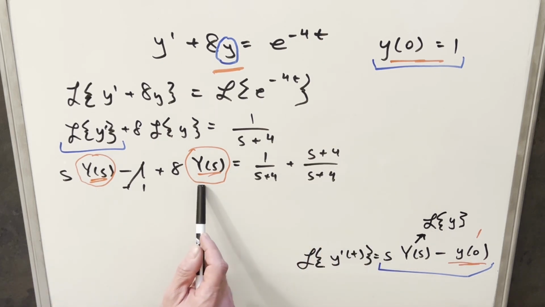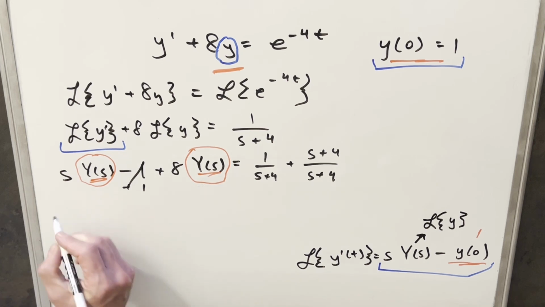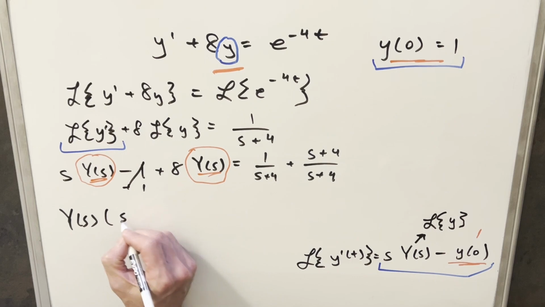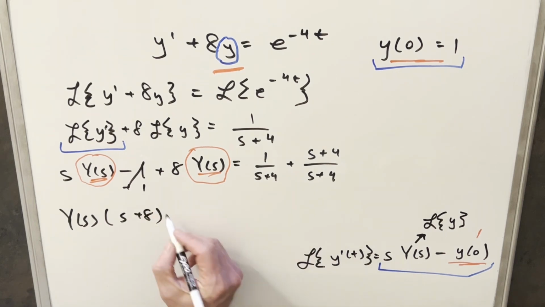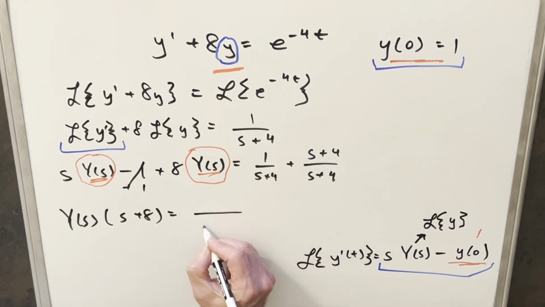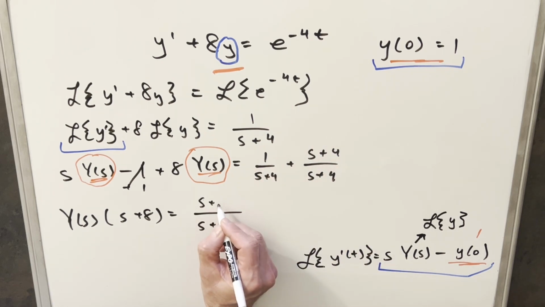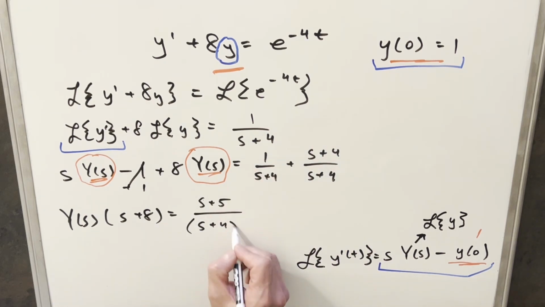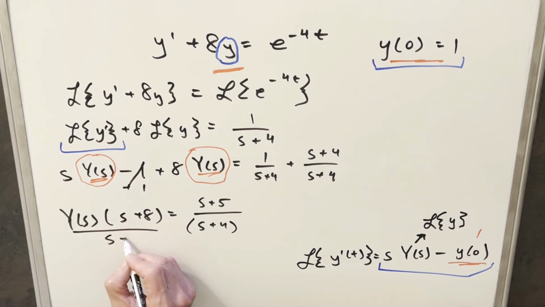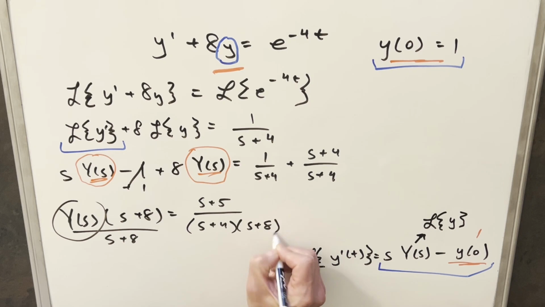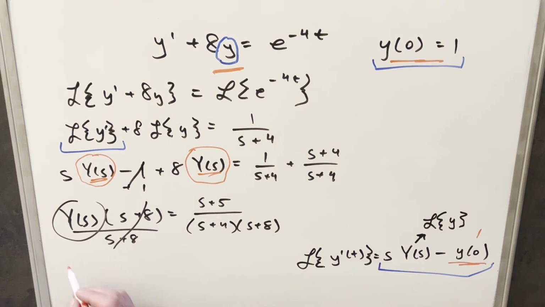And now we have our big Y in common over here, so we can just factor that out. We'll write this as big Y times s plus 8. And then over here, we'll combine terms. So we're going to have s plus 4 here, then s plus 4 plus 1, so this is going to give me s plus 5 here. But then I can divide by s plus 8 on both sides just to isolate this again. We'll divide over here on the right. This will cancel out, and now we've isolated our big Y right here.